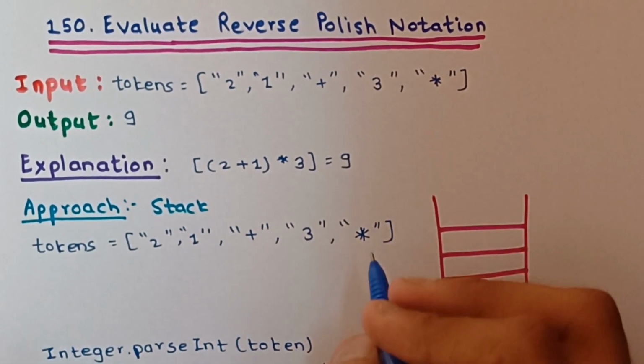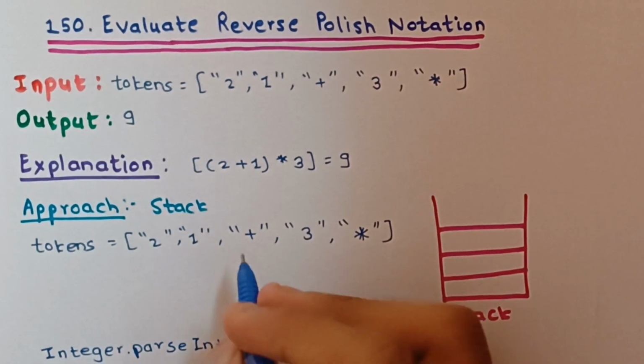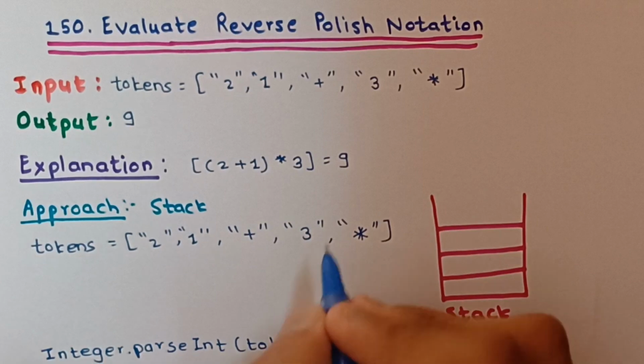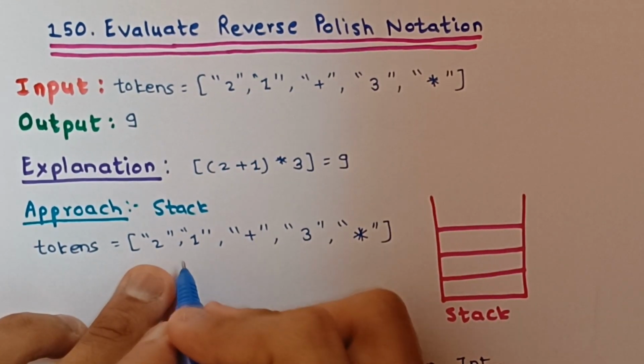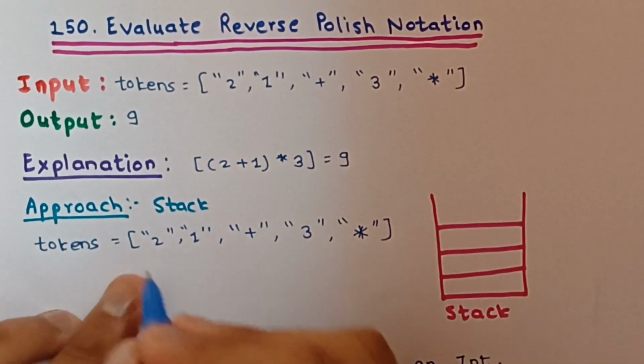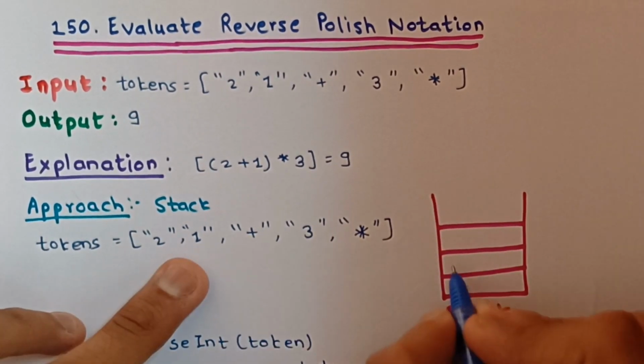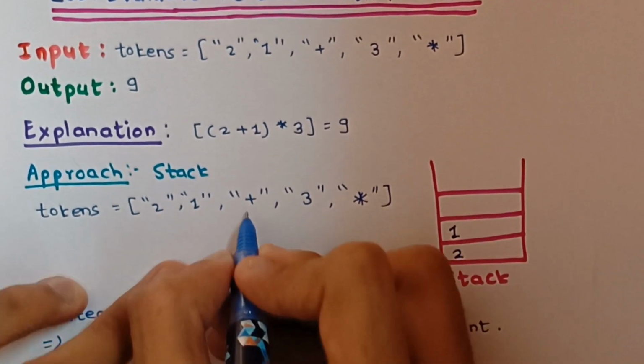We can solve this problem by using a stack. We will traverse this array from left to right. Whenever we find an integer, we will push it into the stack. Here 2 is found, so we push it into the stack. Then 1 is found, so we push it into the stack. Now an operator is found, plus.